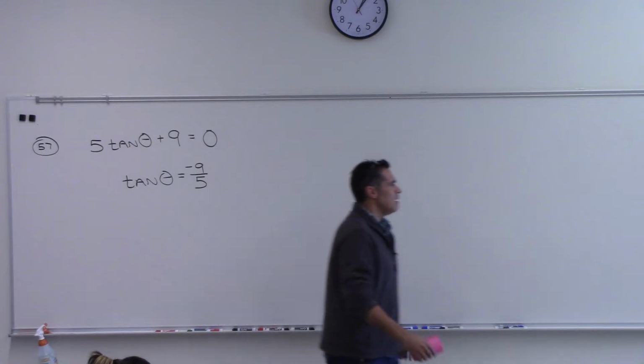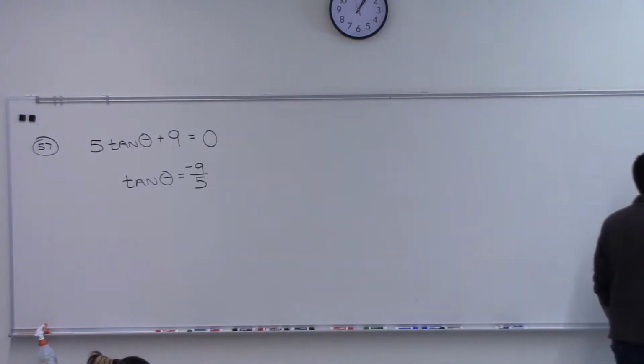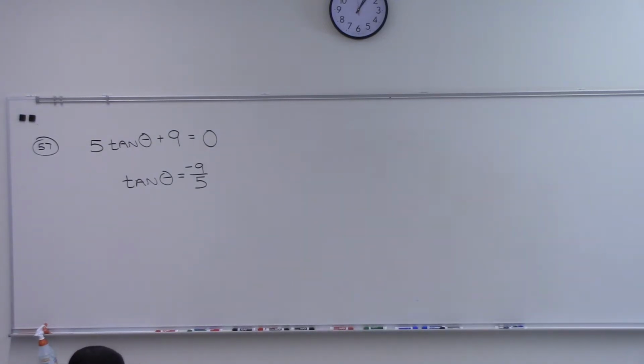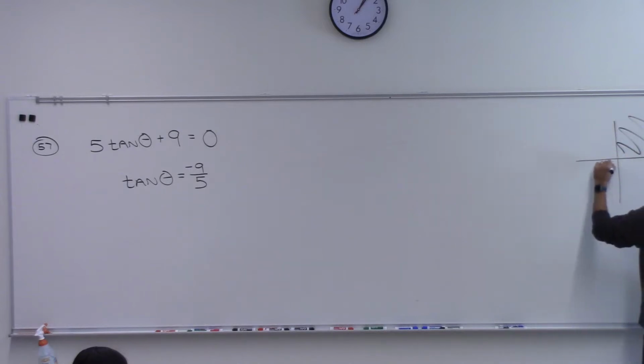Can you tell me right now what quadrant or quadrants this angle could possibly be in? The second or fourth. Second or fourth? So we can't be here, can't be here, because tangent is only positive in these two quadrants, right? So the angles that we're looking for are either here or here, right?